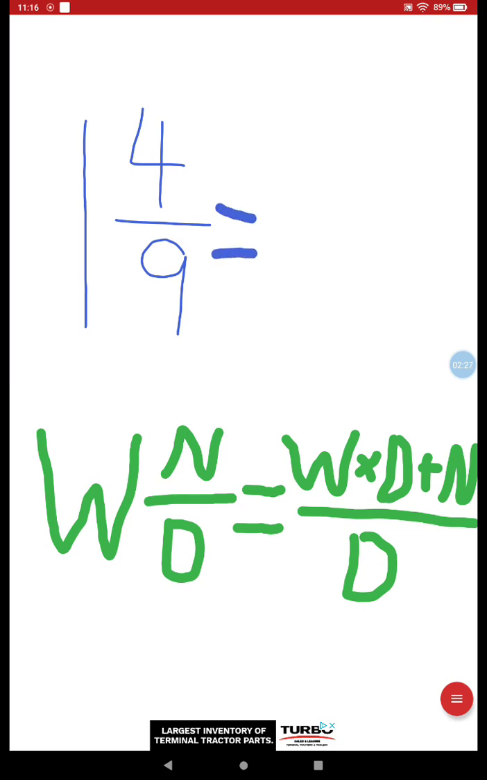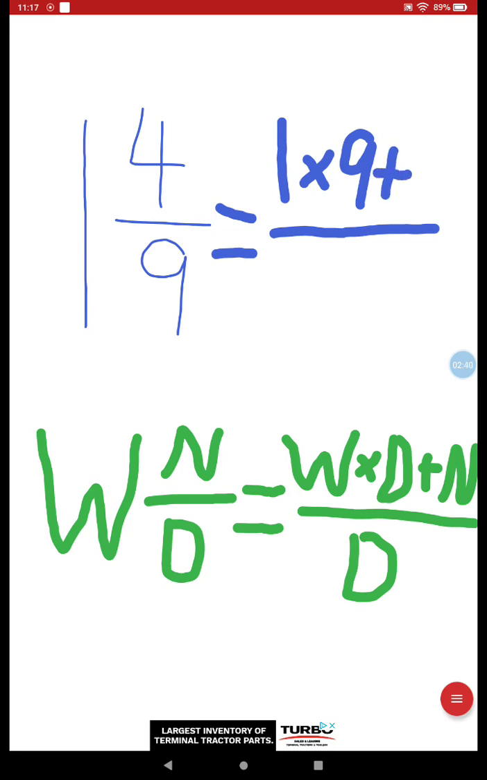1 is my whole number, so I'm going to put that on top. Multiply that by my denominator. What's my denominator? It's 9. Good job. Add my numerator. What's my numerator? 4, so add 4. And the denominator still stays the same.